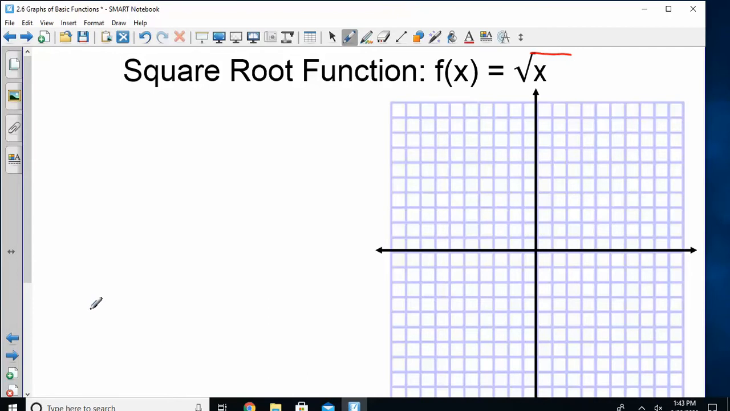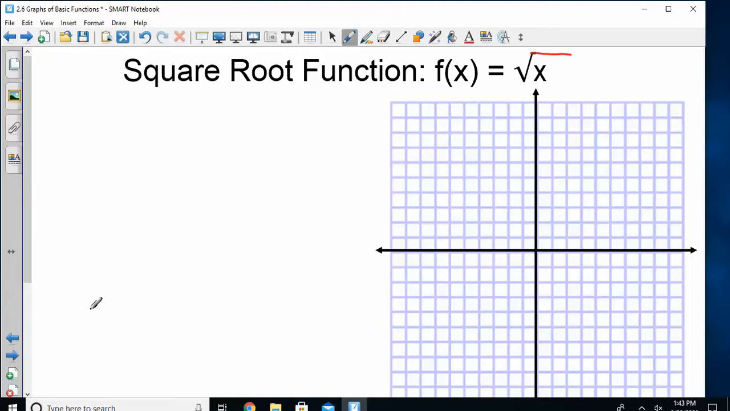When I go to make my t-chart, can I plug just anything in here? No. What do I have to plug in? Positives. We can't do the square root of a negative, can we? Also, let's make our life easy. Do I want to put in a 2? Do I want to do the square root of 2? Okay, let's put in some numbers that give us a nice answer.